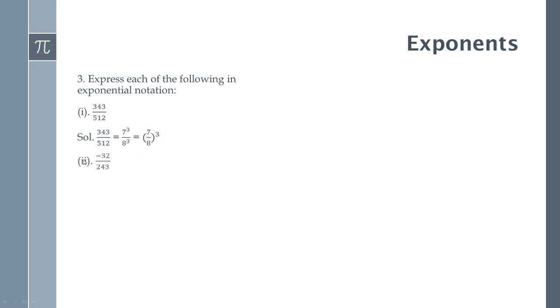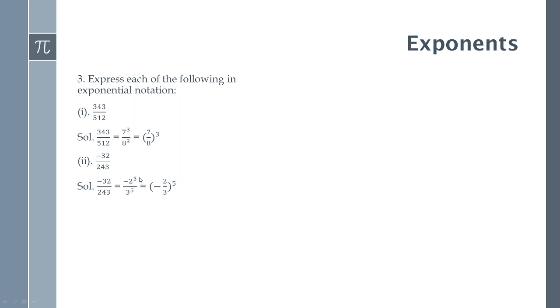Now second question, minus 32 by 243. Now minus 32 can be written as minus 2 to the power of 5, means minus 2 into minus 2 into minus 2 into minus 2 into minus 2, 5 times. Now 243, that is nothing but 3 into 3 into 3 into 3 into 3, 5 times, means 3 to the power of 5. Now minus 2 by 3 to the power of 5.